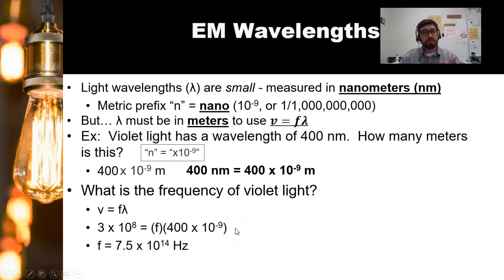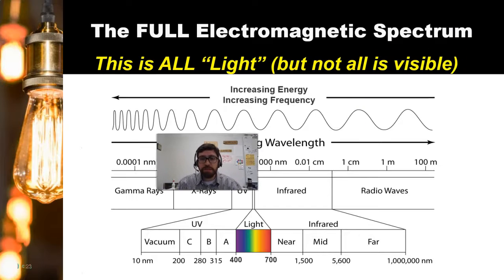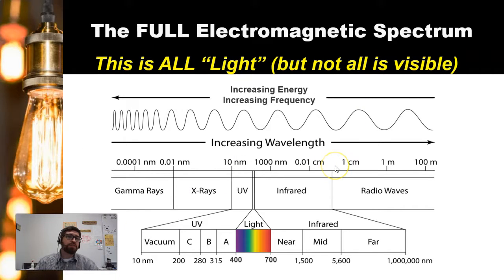So this is working with wavelengths, very, very small. We got to know how to convert nanometers to meters. Now, as far as wavelength is concerned, there are lots of light wavelengths that you may or may not have known about before. So first thing I need to tell you, this in yellow up here at the top says this is all light, but not all is visible. So that's something that a lot of people don't understand.